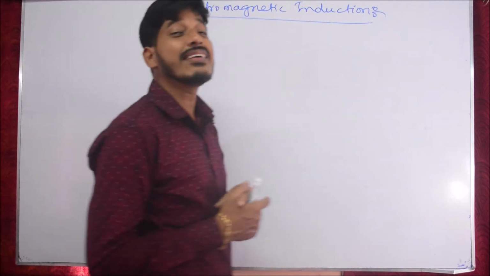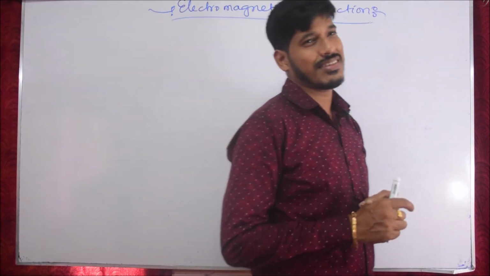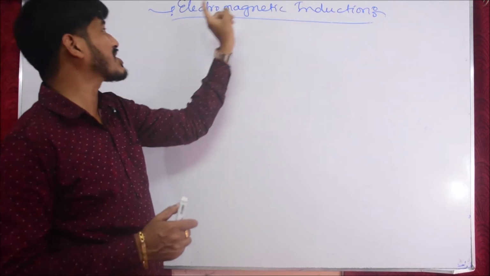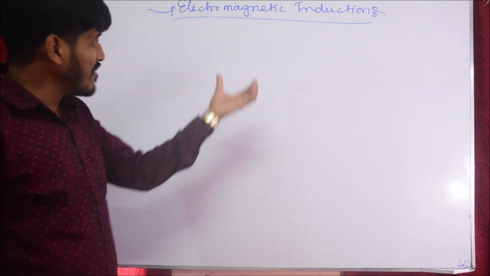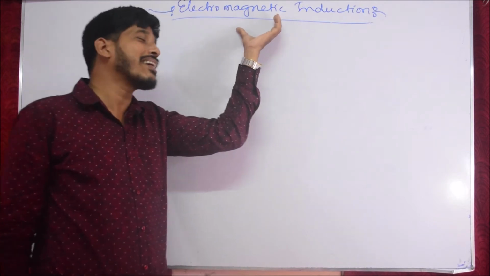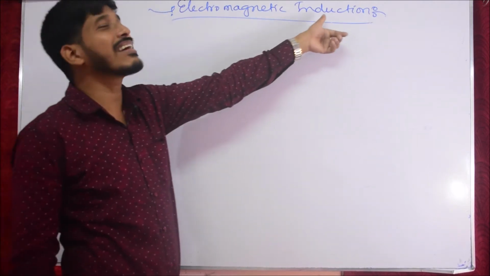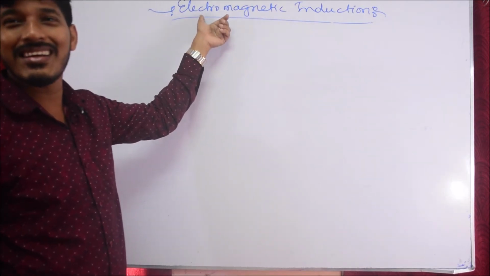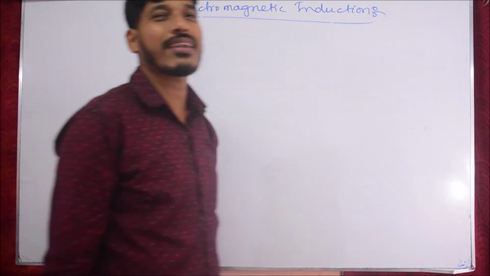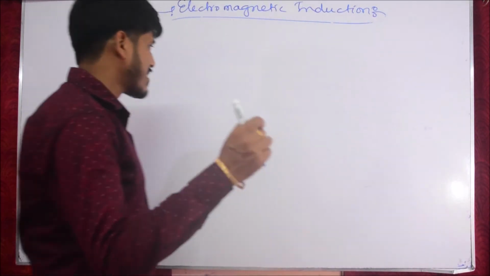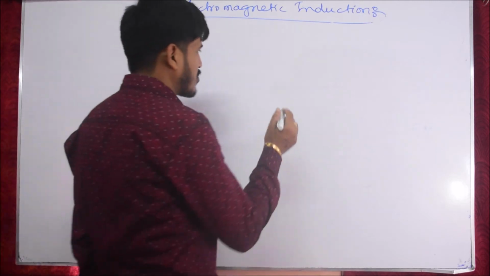If there is any change in magnetic flux, there is a generation of induced current. If there is any change in magnetic field or magnetic flux, there is a generation of induced EMF and hence current. That is electromagnetic induction. Let us try to understand. Let us do one experiment.